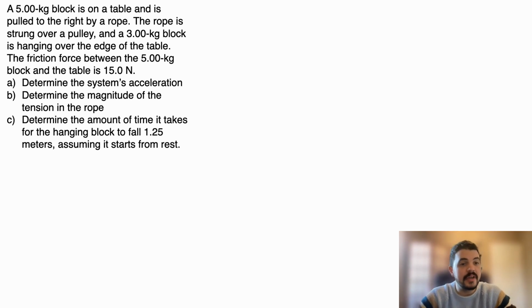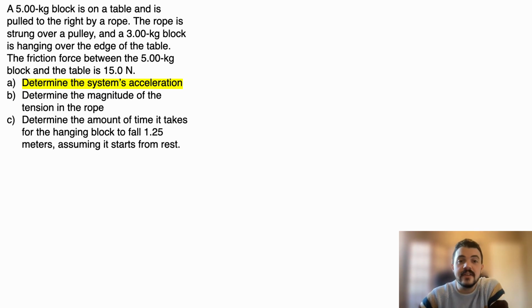A 5.00 kilogram block is on a table and is pulled to the right by a rope. The rope is strung over a pulley and a 3.00 kilogram block is hanging over the edge of the table. The friction force between the 5.00 kilogram block and the table is 15.0 newtons. Our goals are to A, determine the system's acceleration, B, determine the magnitude of the tension in the rope, and C, determine the amount of time it takes for the hanging block to fall 1.25 meters, assuming it starts from rest. So we're going to start here with part A, finding the system's acceleration.